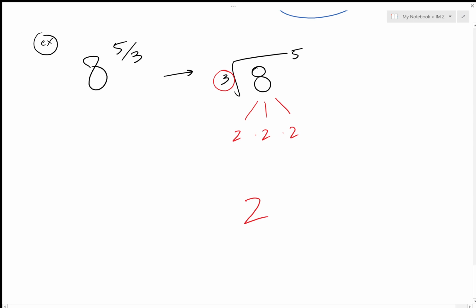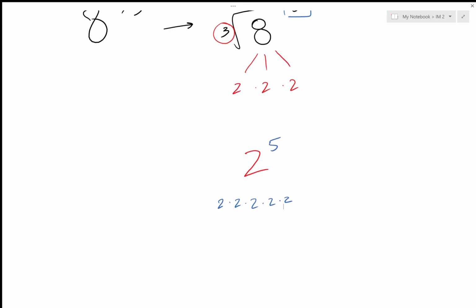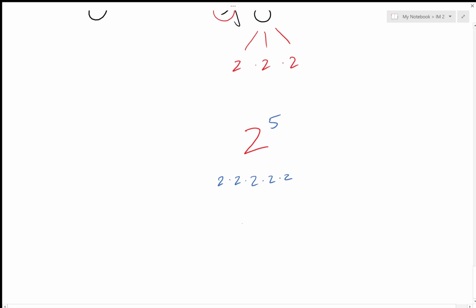But we still have that 2 to the exponent of 5 here. So what that means is a 2 times a 2, 5 times. So not 2 times 5, but 2 times 2 times 2 times 2 times 2, or 2 to the 5th power. And that answer comes out to a 32 when we use our calculator. So today we're looking at going from radical form to exponent form, and vice versa, and then simplifying using these rules that we've just learned.